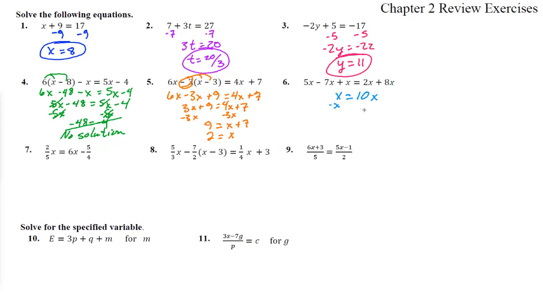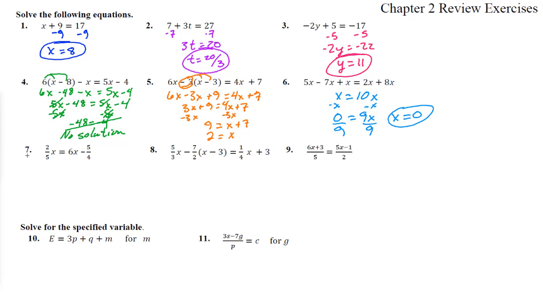So let's subtract x from both sides, and we get 0 equals 9x. It's important to leave that 0 there, so we can divide by 9, and we get x equals 0. And on each one of these, you can plug them back in and see that they actually work. They are indeed true. All right, number 7.